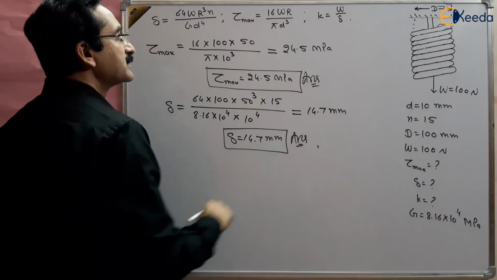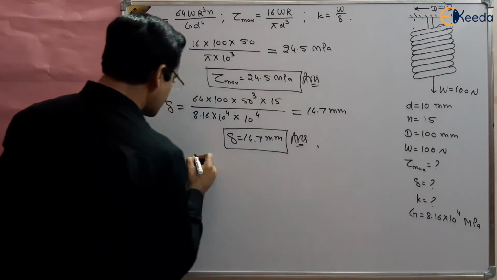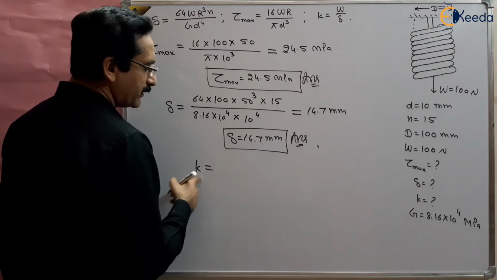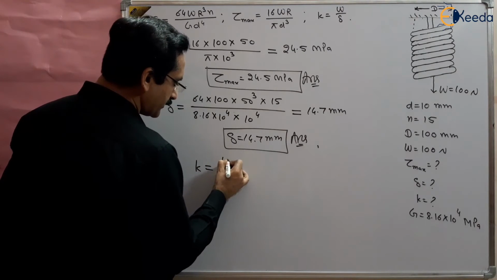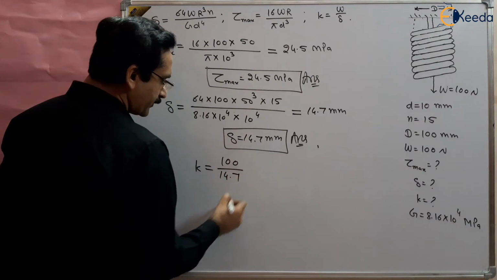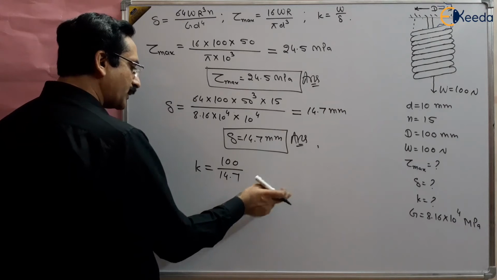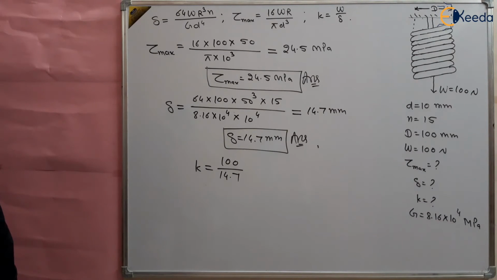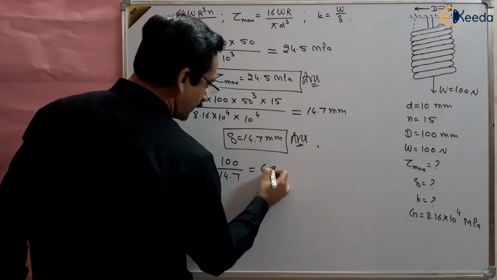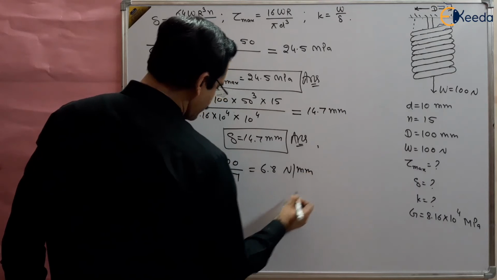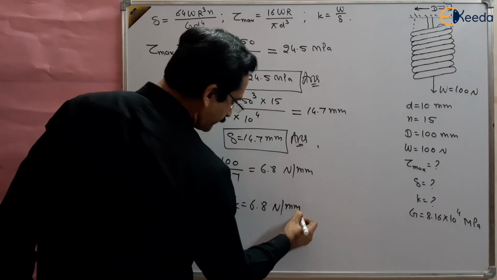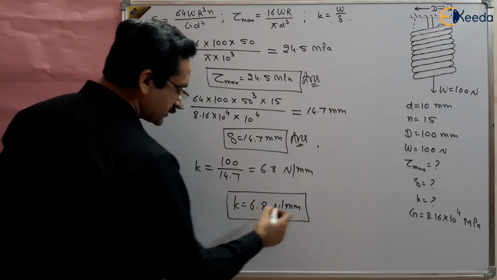And the last answer is the stiffness of the spring. The stiffness of the spring, or spring constant, can be defined as load per unit deflection. The load is given as 100, per unit deflection of 14.7, so the answer will come in Newton per millimeter. It will come out to be 6.8 Newton per millimeter. So K is 6.8 Newton per millimeter. This is one more answer of this question.